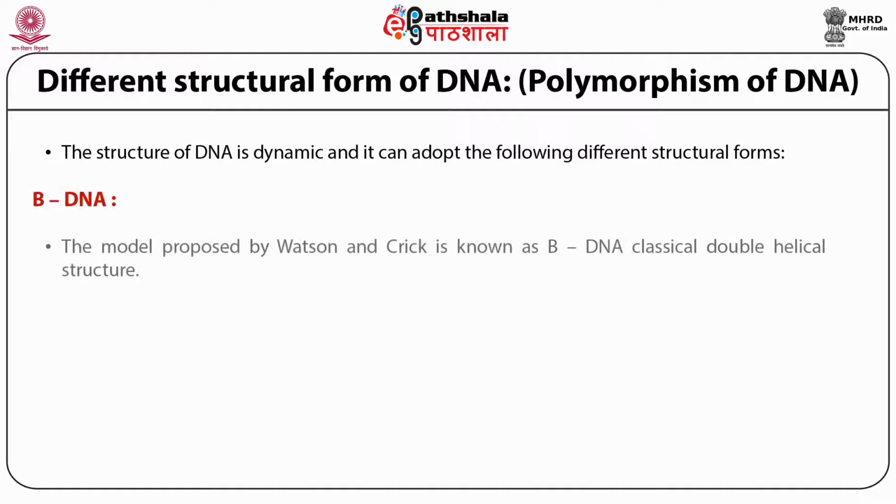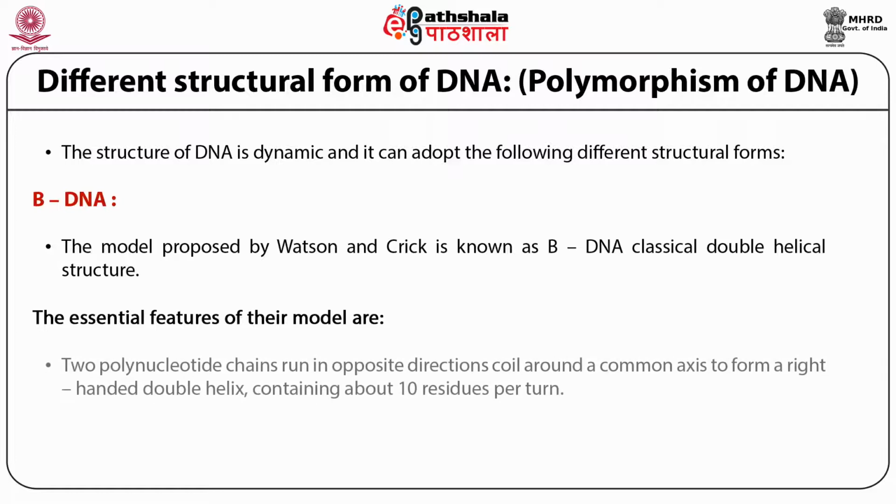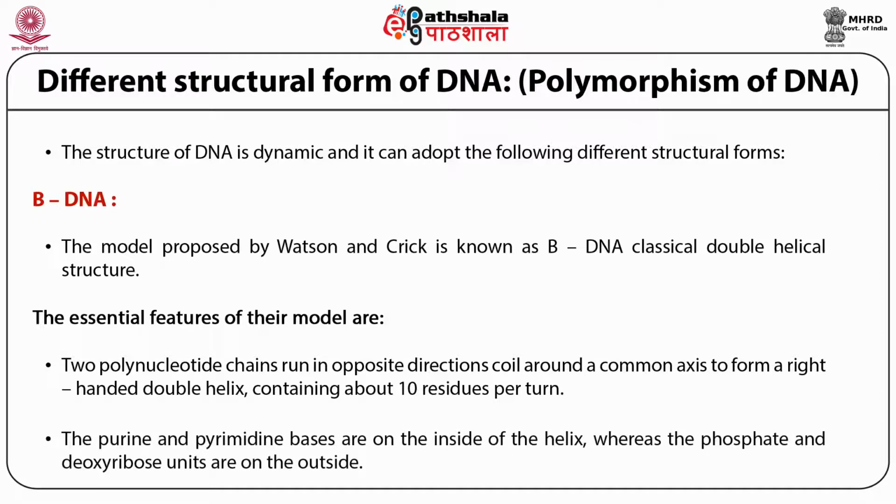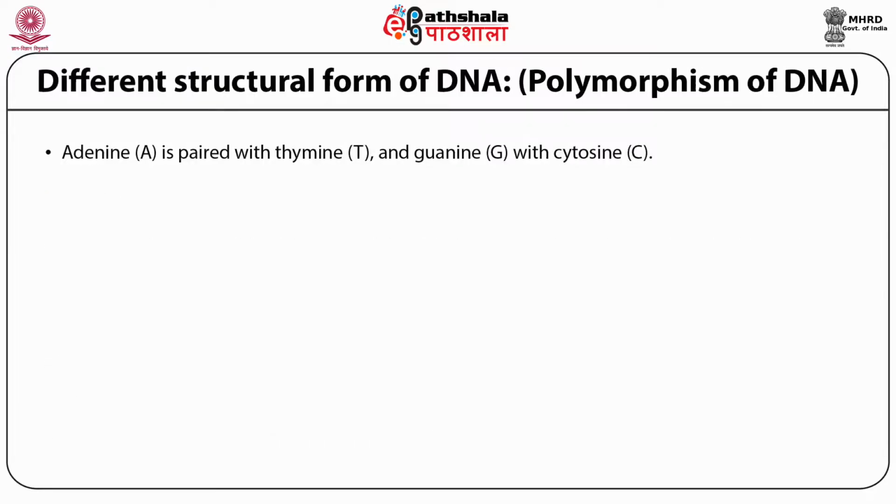B-DNA. This is a model proposed by Watson and Crick, which is known as B-DNA, the classical double helical structure. The essential features of their model are two polynucleotide chains run in opposite directions, coiled around a common axis to form a right-handed double helix containing about 10 residues per turn. The purine and pyrimidine bases are on the inside of the helix, whereas the phosphate and deoxyribose units are on the outside. Adenine A is paired with thymine T and guanine G is paired with cytosine C.